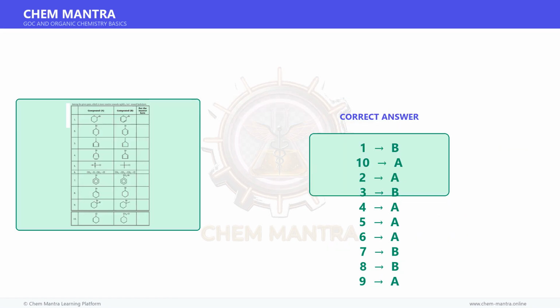Therefore, the correct matching is 1 matches B, 10 matches A, 2 matches A, 3 matches B, 4 matches A, 5 matches A, 6 matches A, 7 matches B, 8 matches B, 9 matches A.